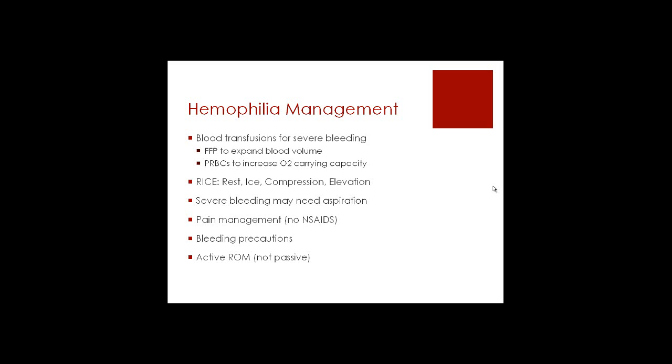Some bleeding precautions to keep in mind are for toddlers and those with severe hemophilia. We do need to be careful. As we said, intracranial hemorrhage is a very severe complication of this disease. So we need to make sure that we're teaching the family to safety proof their house, lots of padding, and probably a helmet as they're learning how to walk.